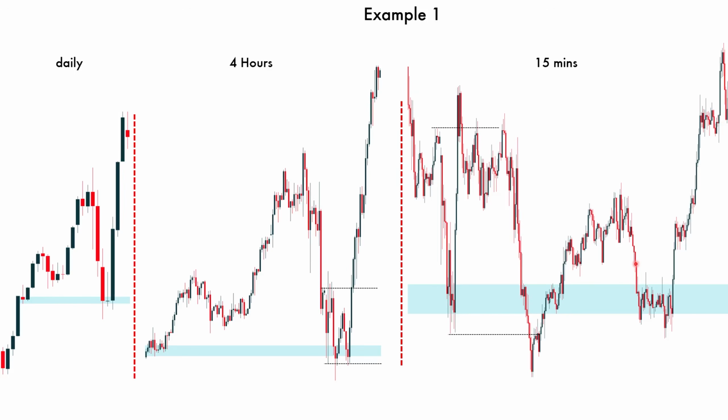So let's look at one particular example here. As I said before, price can slightly trade below or above the demand zone.